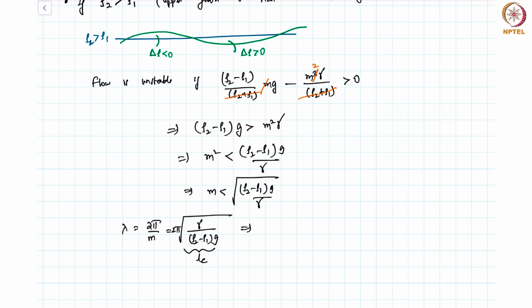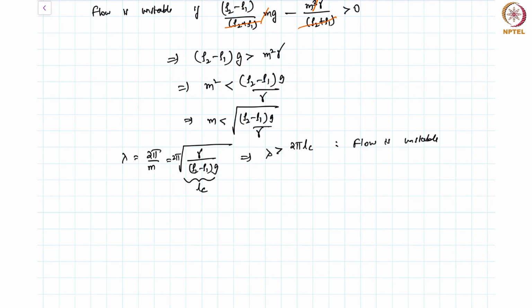So it says that if lambda is greater than, oh, there's a 2 pi. If lambda is greater than 2 pi LC, then the flow is unstable.